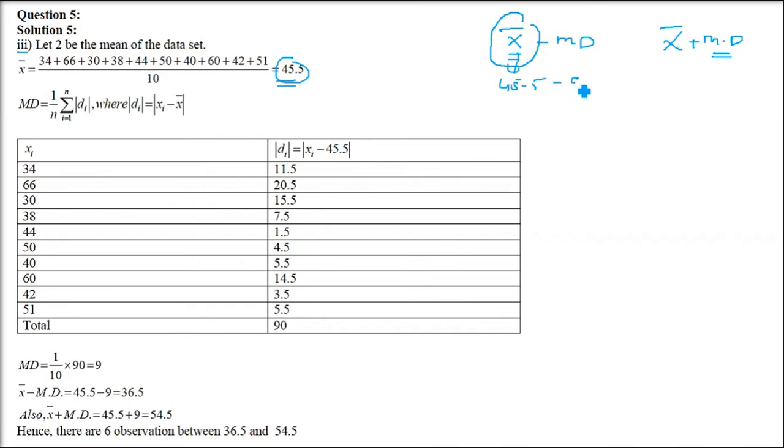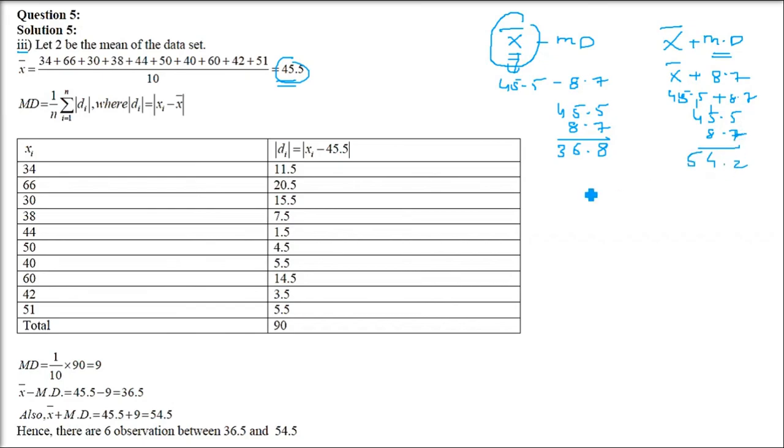So x bar minus MD is 45.5 minus 8.7, and x bar plus MD is 45.5 plus 8.7. These are the lower and upper limits. You have to find which of the given observations lie between these two. Subtracting, 36.8 is the lower limit. The higher limit, adding 45.5 and 8.7, is 54.2. So these two numbers, 36.8 and 54.2, are the lower and higher limits.